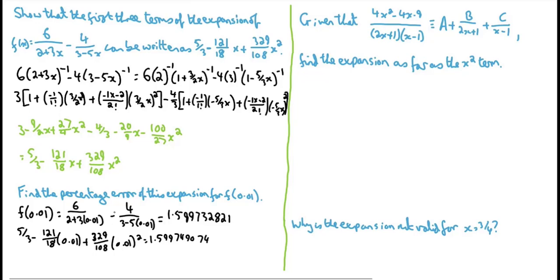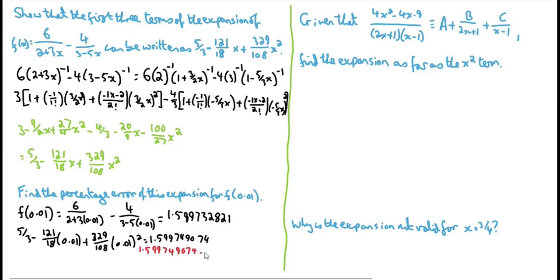In order to get the percentage error of this though, we're going to need to get the difference between these two numbers divided by the actual number. So here we're going to have 1.5997. We'll go with the bigger one minus the smaller one.